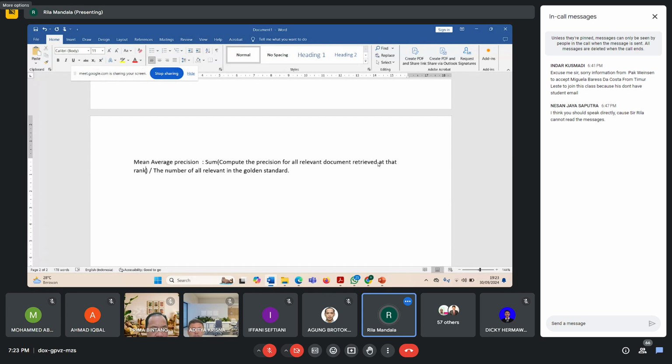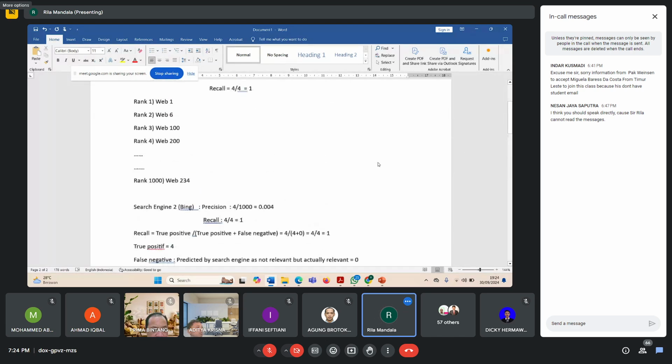So if the relevant document is retrieved at rank 4, you compute the precision at rank 4 only, from rank 1, rank 2, rank 3, until rank 4. If the relevant document is retrieved at rank 5, then you compute the precision at that rank, so the precision after you retrieve rank 1, rank 2, rank 3, rank 4, until rank 5.